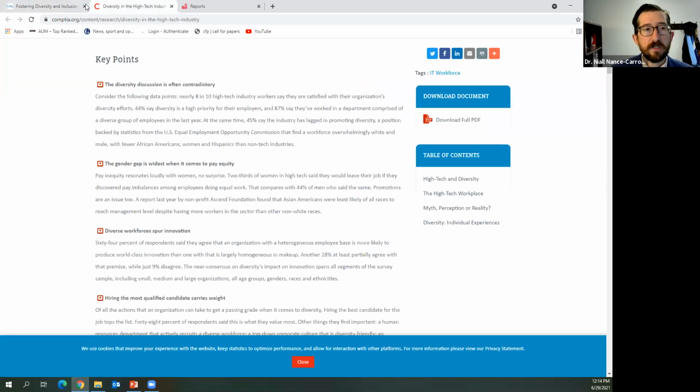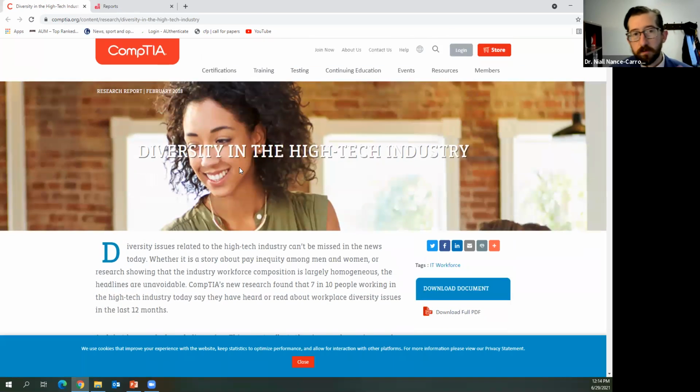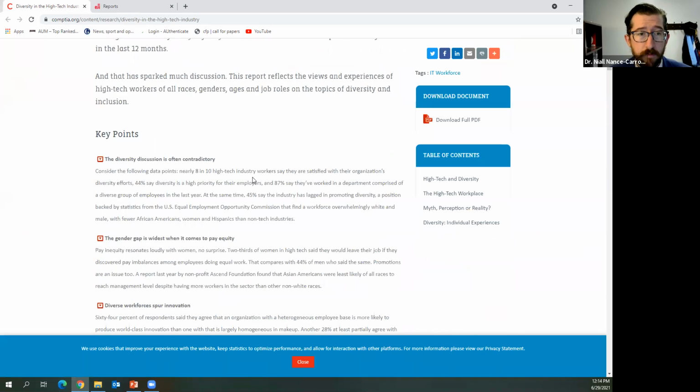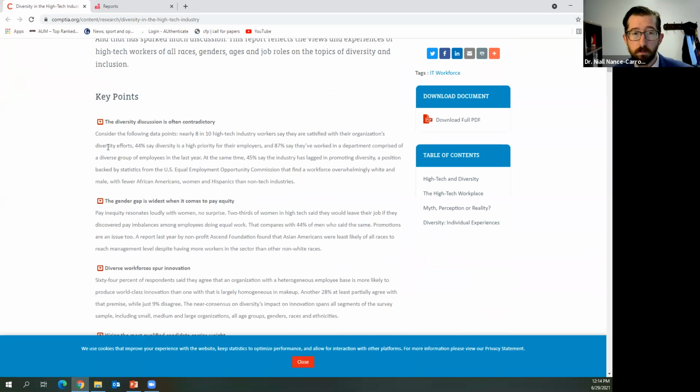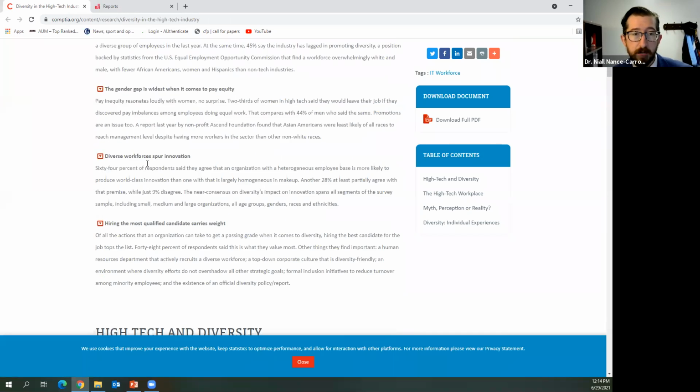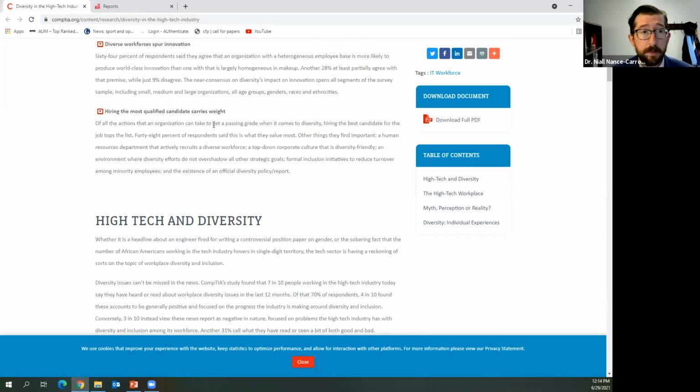So last one from CompTIA, this is for the information technology majors. Down, what are the key points? What's going on, diversity discussion, the gender pay gap, that diverse workforces spur innovation, which is an important observation for them. And then hiring the most qualified candidate carries weight for this.